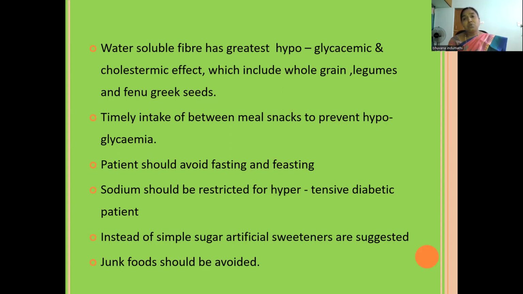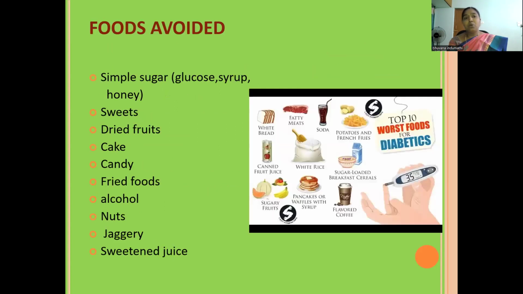Here, the patient should avoid fasting or feasting. That is one of the main goals: the patient should not fast or feast. Sodium should be restricted for the hypertensive diabetic patient. And instead of simple sugar, non-caloric artificial sweeteners can be suggested to the patient. Junk food should be avoided.